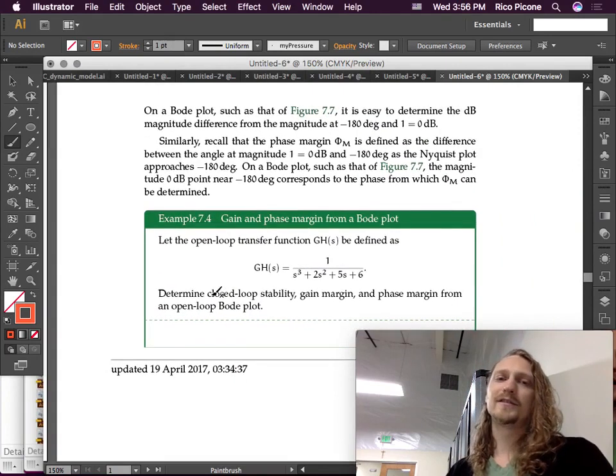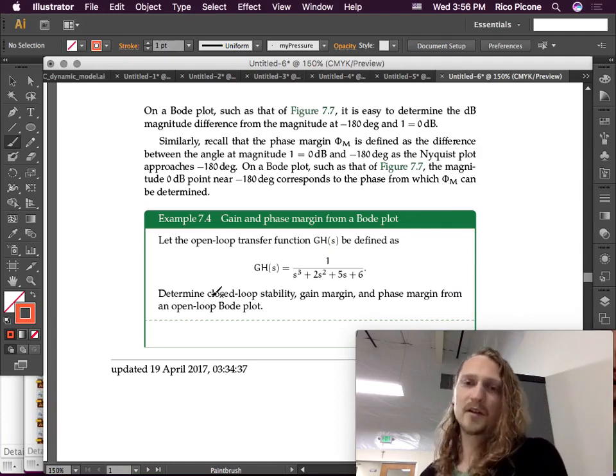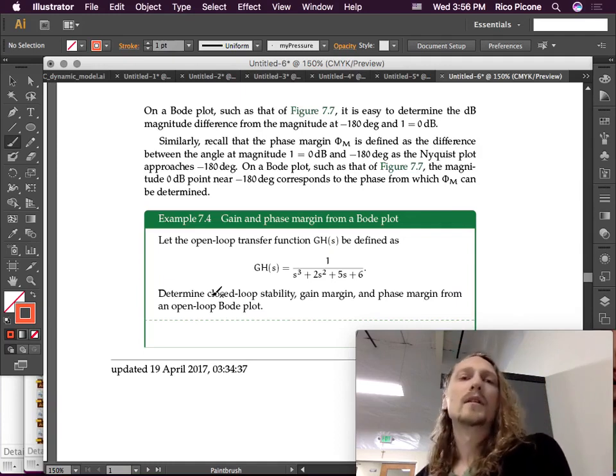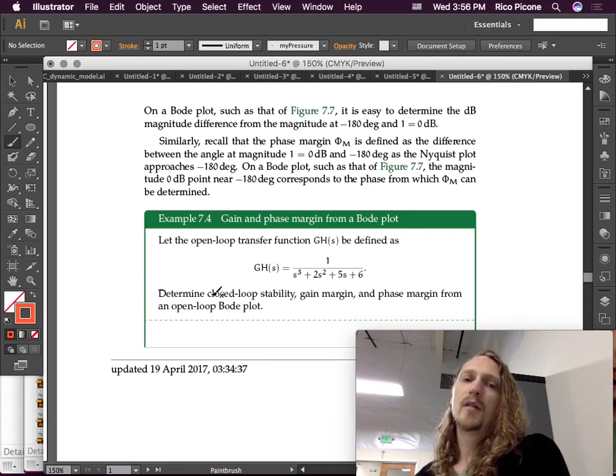Okay, so let's do an example. Gain and phase margin from a Bode plot. Let the open loop transfer function GH of s be defined as follows. So we've got third order, no zeros. To determine the closed loop stability, gain margin, and phase margin from the open loop Bode plot. Okay.